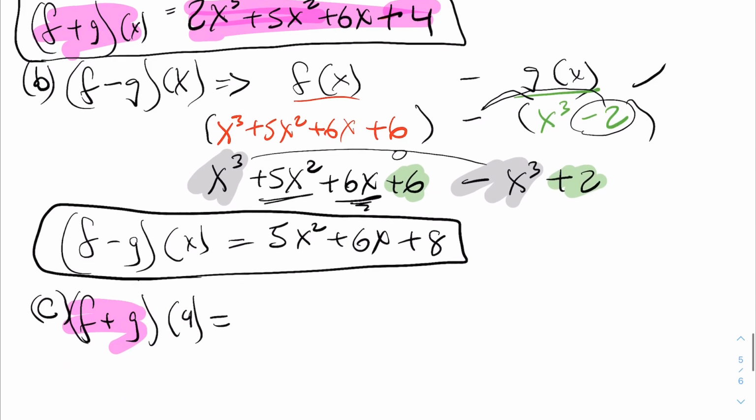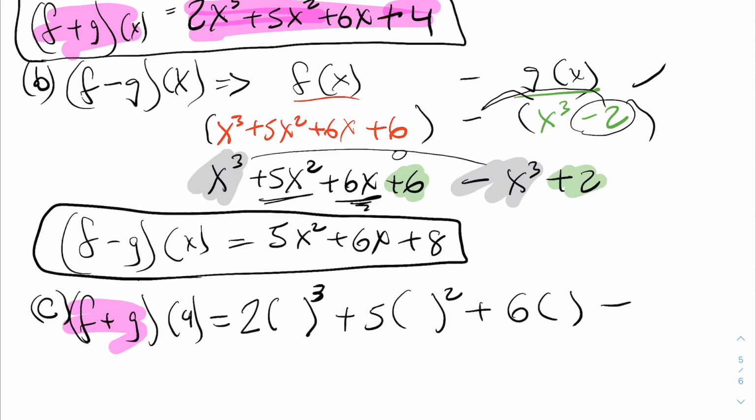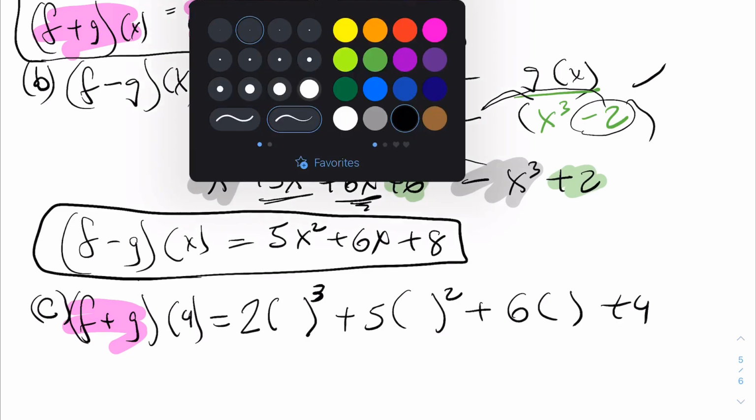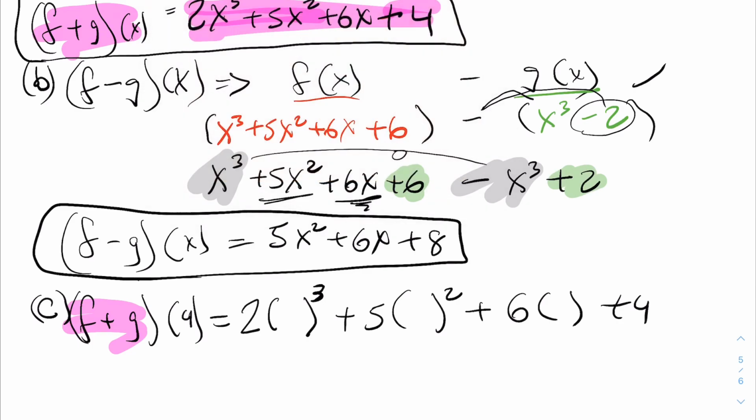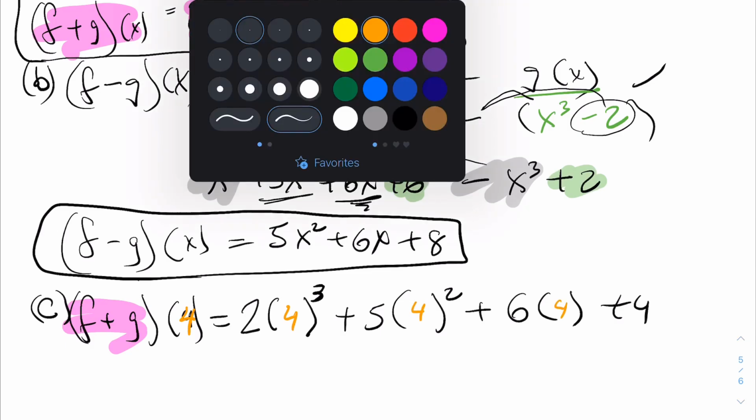It says f plus g function is just going to be 2 times the x cubed plus 5 times the x squared. Then it says plus 6 times the x plus 4. So the question is, what is the x? The x is, the input is 4. So that goes in for all the x's. And now you just simplify.